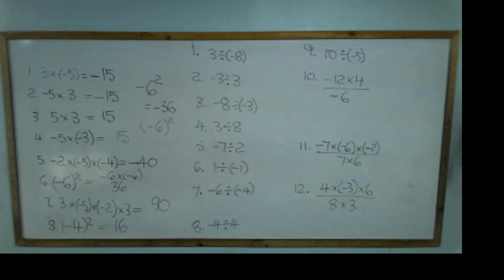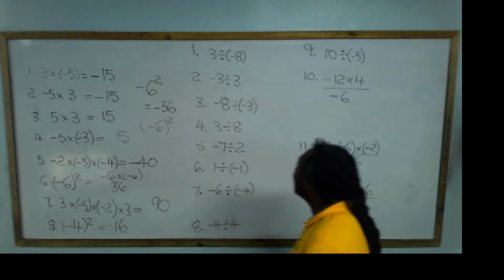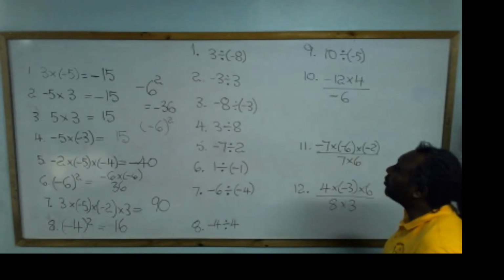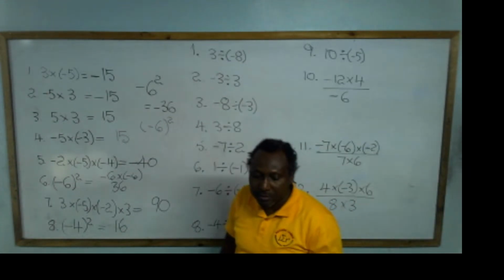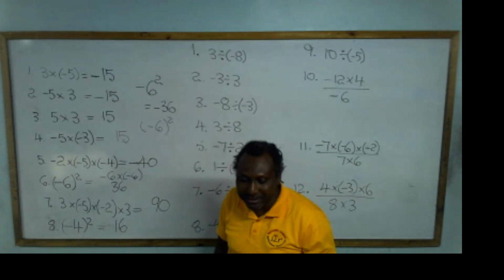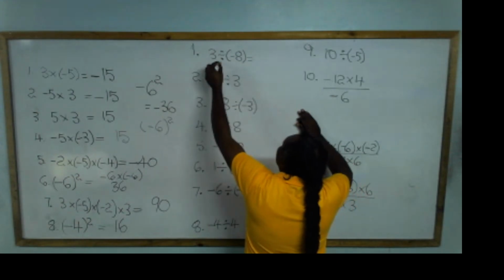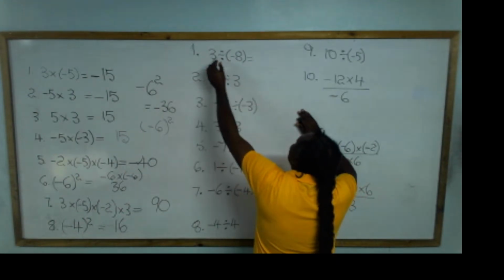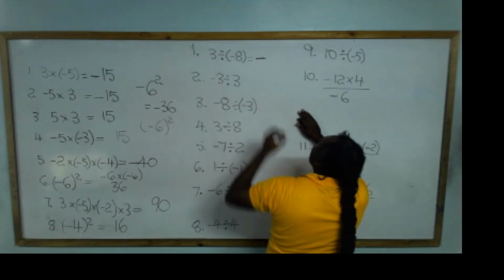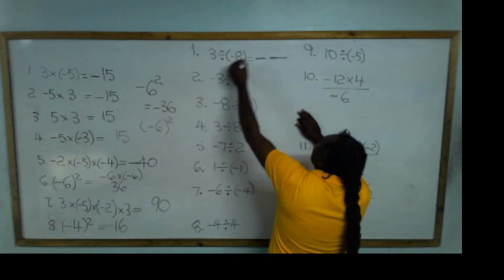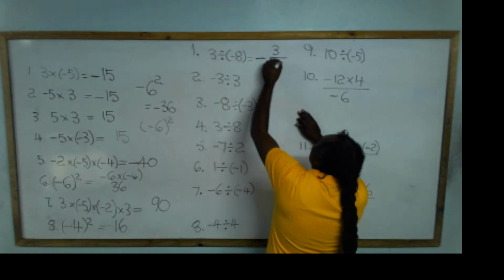Let's continue. All right, so let's go. Number 1, learn a few things in mathematics from these exercises. You're going to have a positive divided by a negative. The answer is going to be negative. And it doesn't matter when you're writing the answer. So it is 3 divided by 8, so it's going to be 3 over 8, and that is your answer.